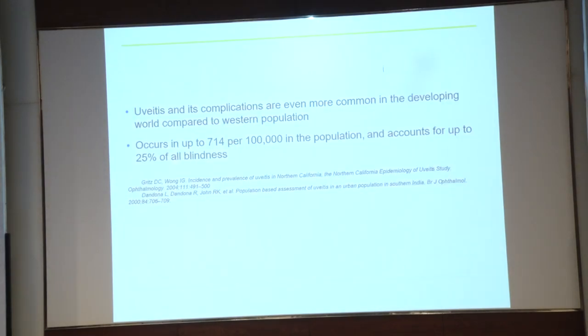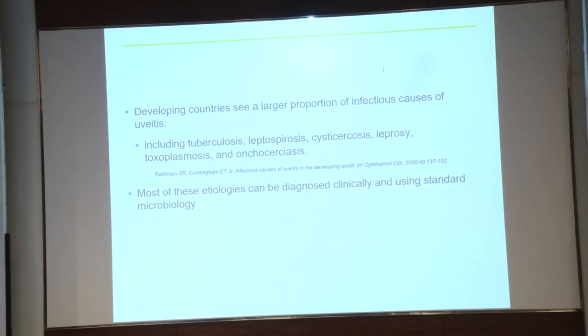Uveitis and its complications are even more common in developing countries when compared to the Western population, and occur in up to 714 per 100,000 population, and account for about 20 to 25% of all blindness. So developing countries often see a larger proportion of infectious causes of uveitis, and most of these etiologies can be diagnosed clinically using standard microbiology.